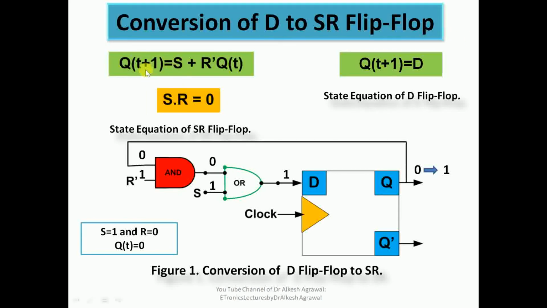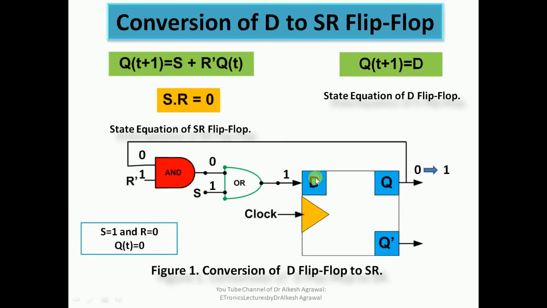Now, on the other hand, the state equation of SR flip flop is Qt plus 1 is equal to S or R complement Qt. So, if we analyze these two state equations and if we want to convert a D flip flop into SR flip flop, knowing that in D flip flop the next state is same as what you give as input, what we have to do is follow a very simple process: in the D flip flop as shown, the input to D flip flop will be equal to the state equation of SR flip flop.